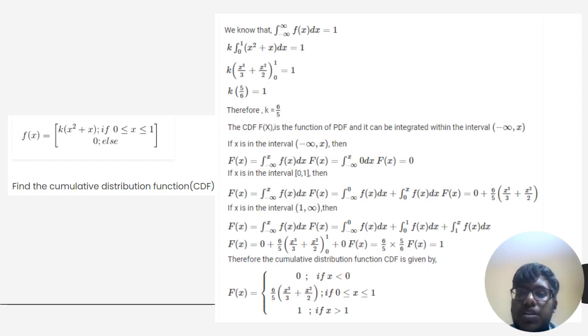If x is equal to 1 comma infinity, then we find that F of x is equal to 0 plus 6 by 5 [x cubed by 3 plus x squared by 2] from 0 to 1, plus 0. F of x is equal to 6 by 5 into 5 by 6, so F of x is equal to 1. Therefore, the cumulative distribution function is given by F of x equals 0 if x is less than 0; 6 by 5 times (x cubed by 3 plus x squared by 2) if 0 is less than or equal to x, which is less than or equal to 1; and 1 if x is greater than 1.